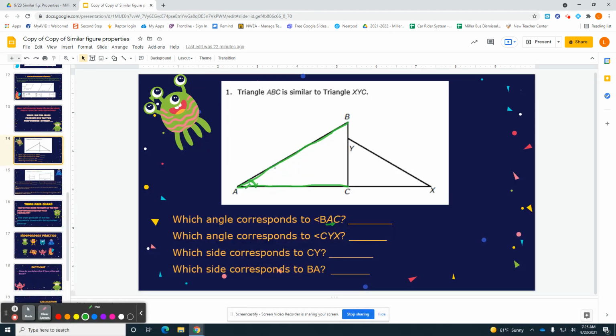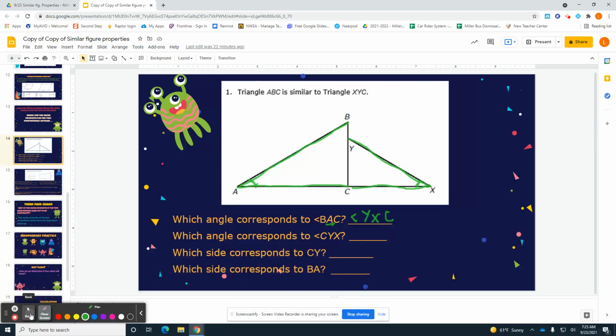So we started at the top. Here, if you look, these shapes are facing different directions, but I'm going to start at the top, come to the middle. So it's Y, X, C is the angle that matches that. So I'm going to write it as angle YXC.